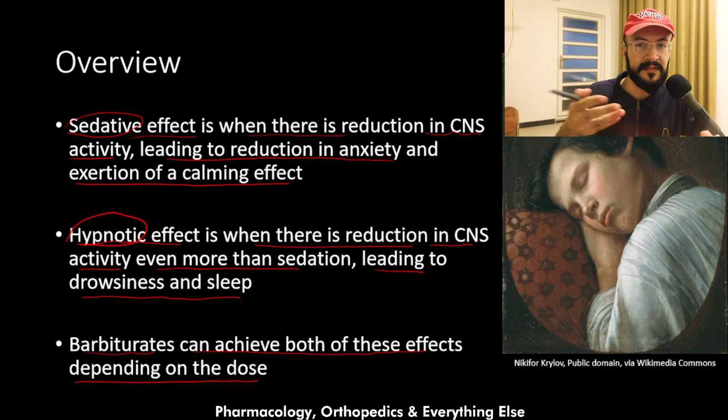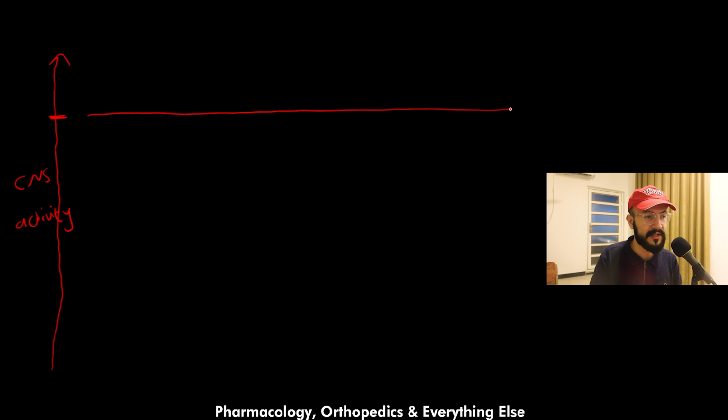So when we give a certain dose, this might lead to sedation. If we increase the dose of the barbiturates, this might lead to hypnotic effect. So it is easier to think about it like that. If we have this vertical line, and it represents the CNS activity, so the higher the level here, the more CNS activity we have. And let's say that on this level here, we have the normal CNS activity.